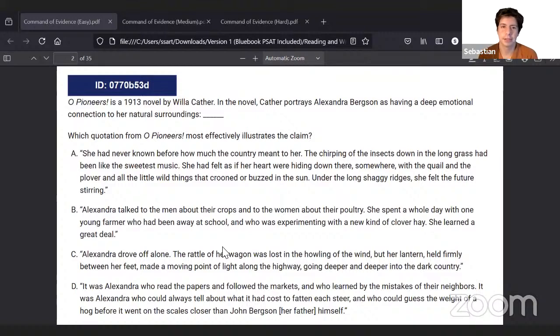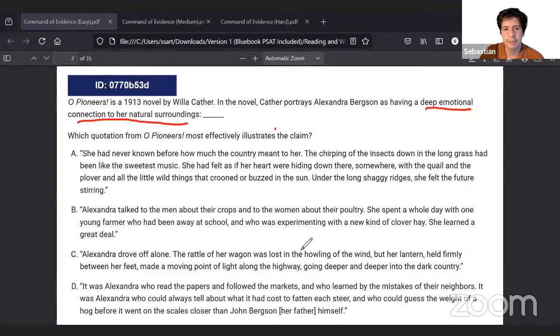O Pioneers is a 1913 novel by Willa Cather. In the novel, Cather portrays Alexandra Bergson as having a deep emotional connection to her natural surroundings. Which quotation from O Pioneers most effectively illustrates the claim? So we're looking for a deep emotional connection to natural surroundings, right?